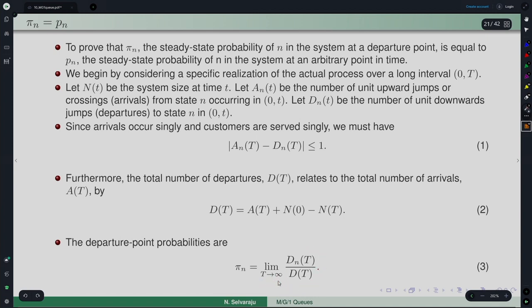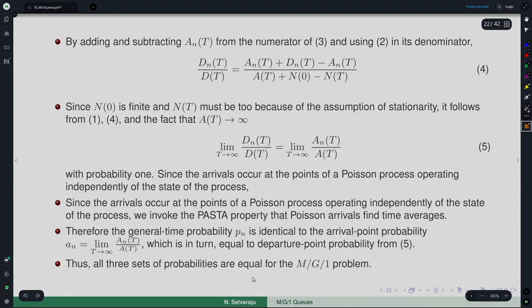Now, as t tends to infinity, what is going to be this quantity is what the pi_n's are, as per this description. Now, what you do is add and subtract A_n here, and we will use D(t) as this expression in the denominator. So, this quantity can be written as this. Now, since N(0) is finite and N(t) is also finite, because of stationarity assumptions it cannot explode. The number in the system is finite with probability 1. So, this quantity is some finite number. In the numerator, this quantity is less than or equal to 1 in absolute value.